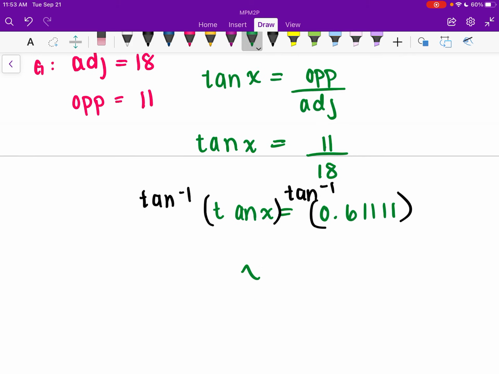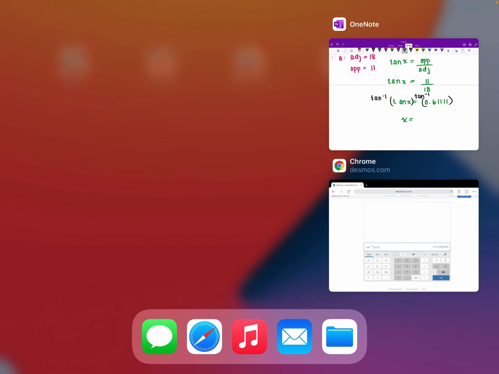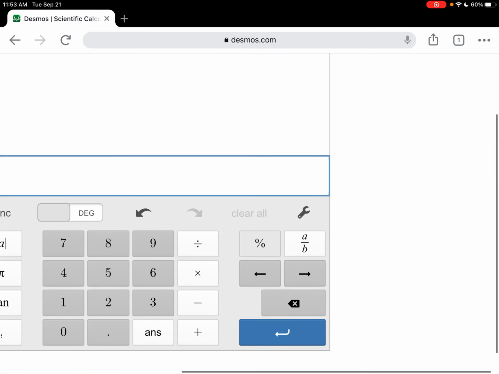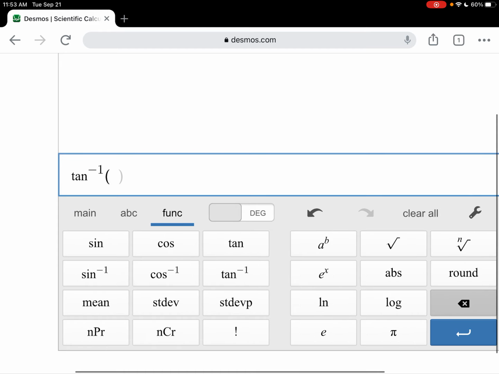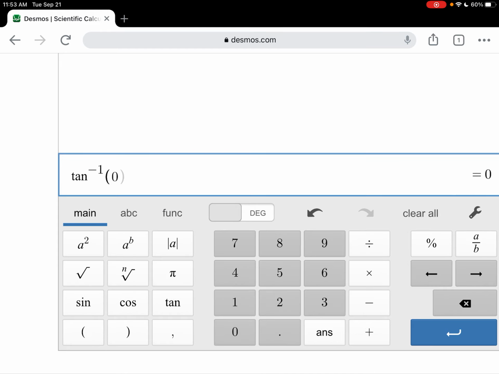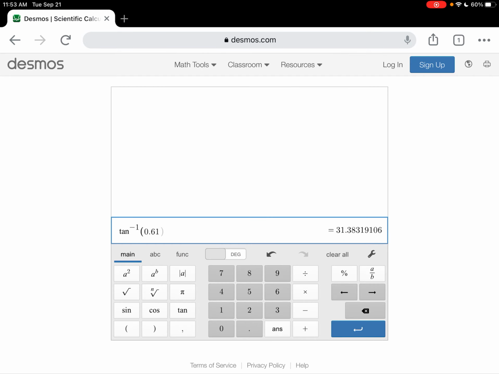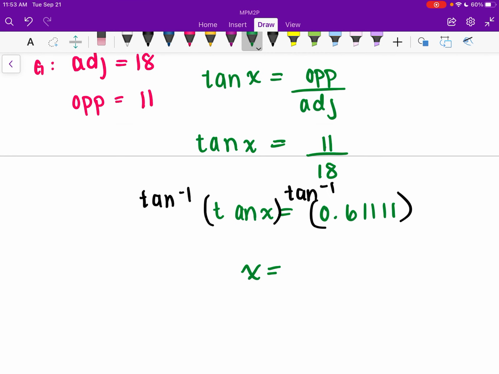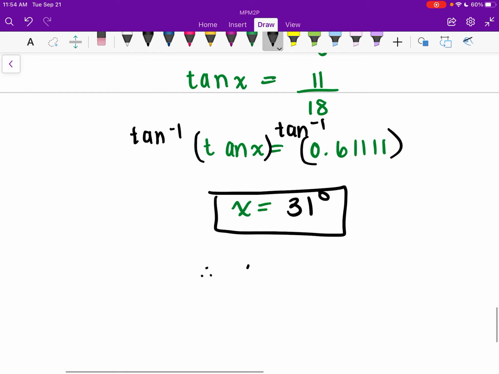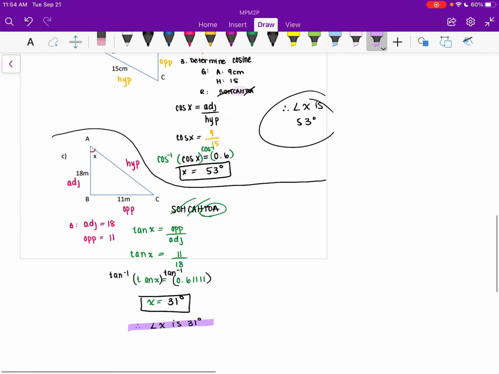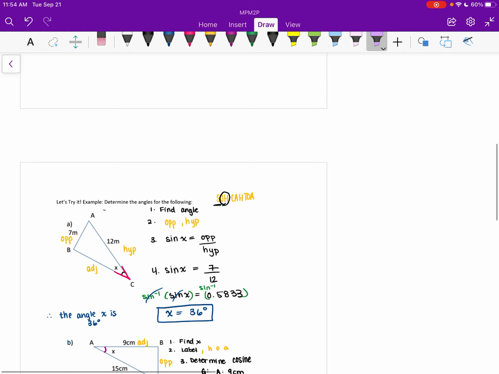Right, so then x is equal to, let's go put that in. Clear, and again, I have to go to second function, tan inverse, and I'm going to put in 0.6111111, and it's 31.4, so x is equal to 31.4, we're just going to round it to 31 degrees. And always go in and write in your therefore statement, therefore, angle x is 31 degrees. And that's how you do that. So this is how to do finding an angle if you're given two sides of a triangle.